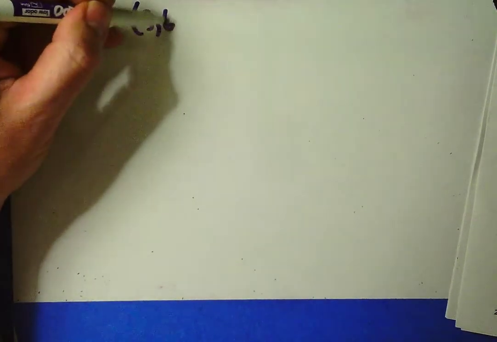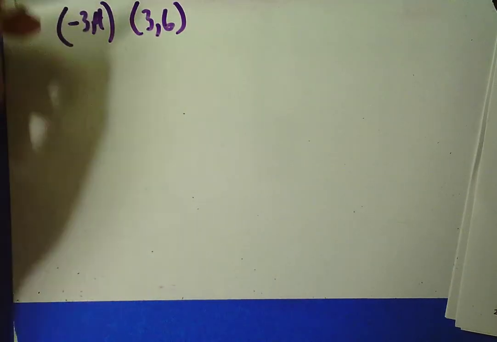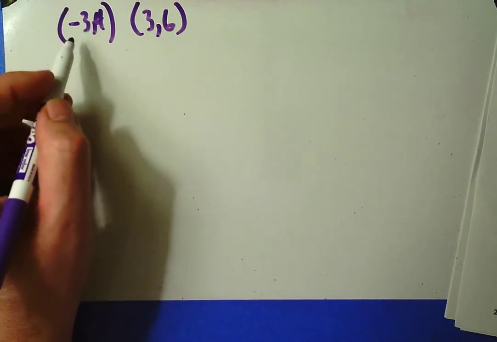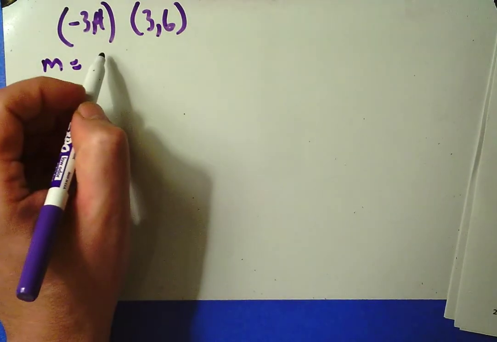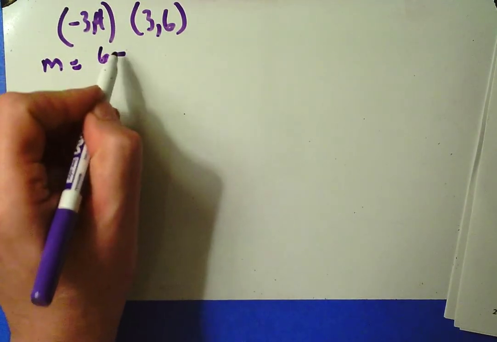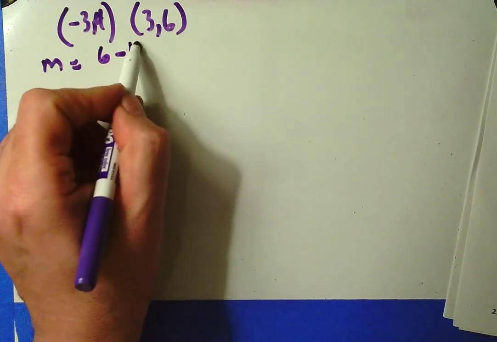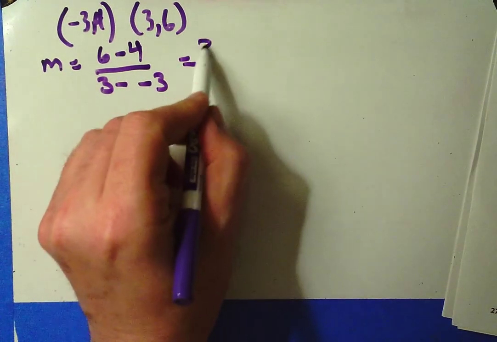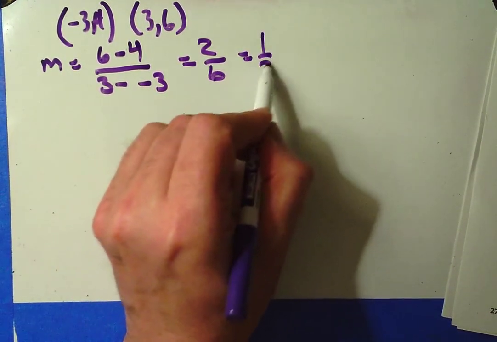Problem number 3: which of these is an equation of the line that crosses through (-3, 4) and (3, 6)? Okay, so if I write the equation of this line, I need first a slope, and we said that slope would be rise over run, or y2 minus y1 over x2 minus x1. So I get 2 over 6, or 1/3.